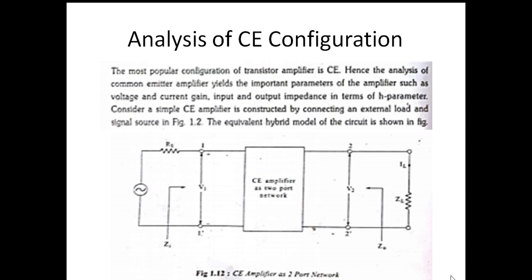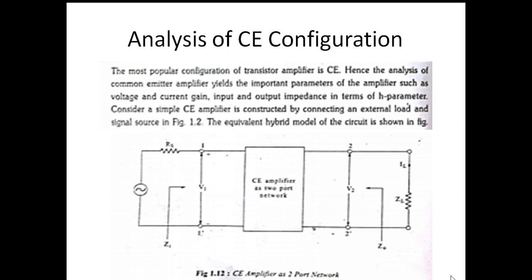So from these three, for common emitter configuration, let us discuss and calculate these four basic parameters. Those are voltage gain, current gain, input impedance and output impedance. Based on these four values, we can decide where this common emitter configuration can be used, in which applications the common emitter amplifier circuit is fit.